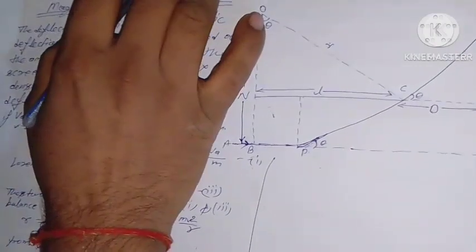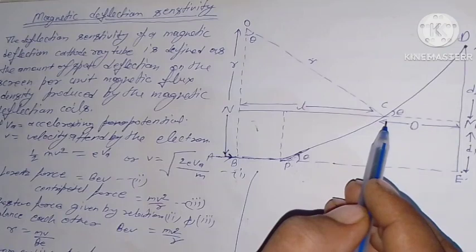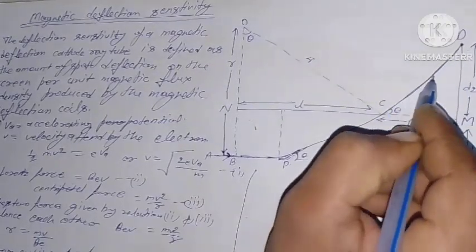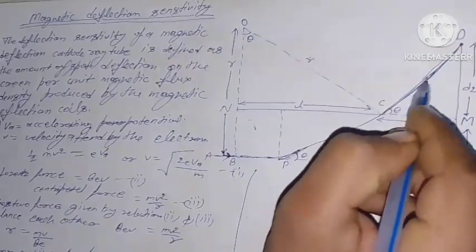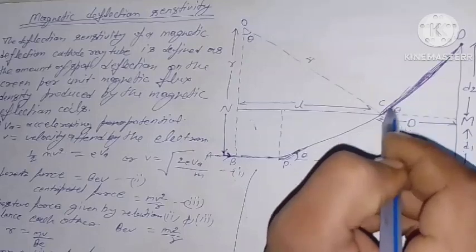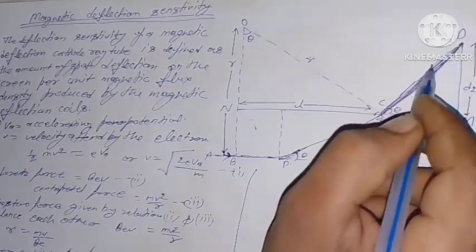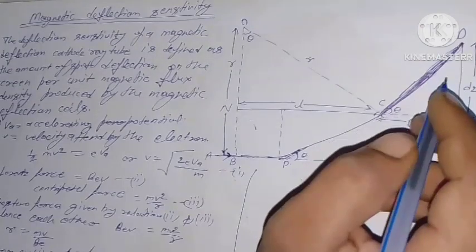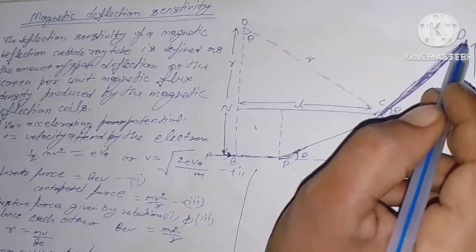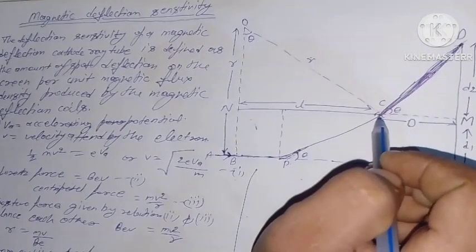On leaving the magnetic field at the point C, the electron beam moves along the straight line CD and hits the screen at the point D. The straight line CD is tangential to the circular path BC at point C. Now the total deflection.